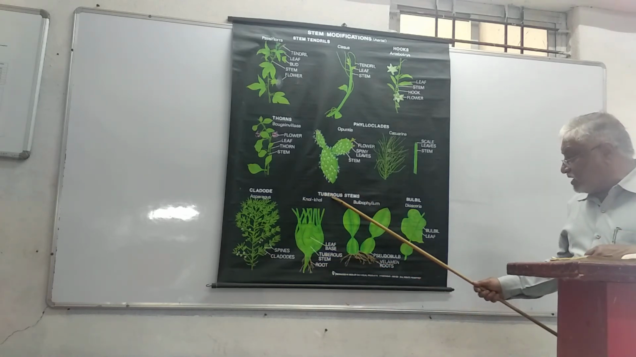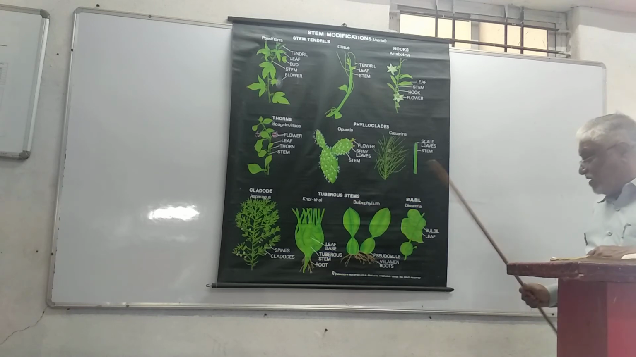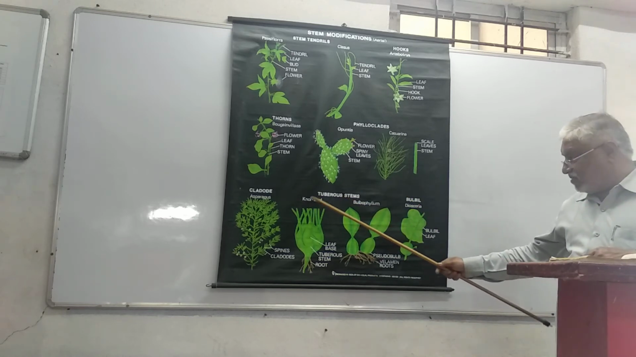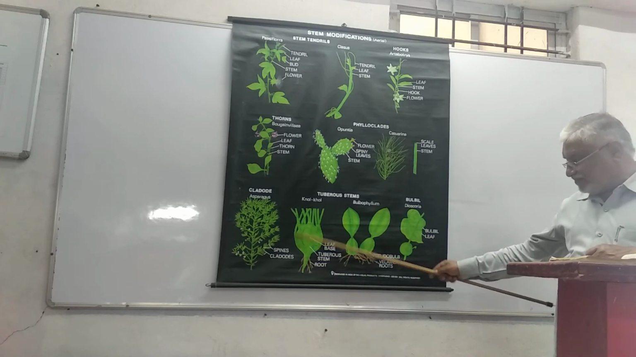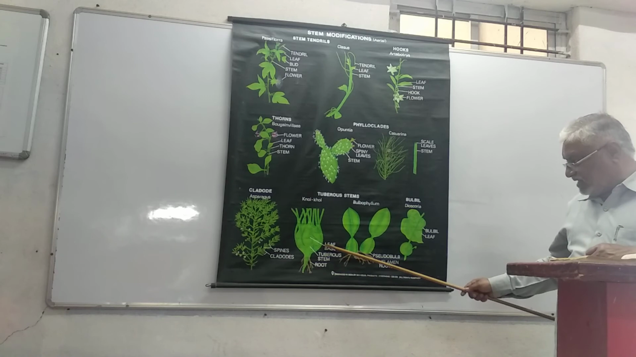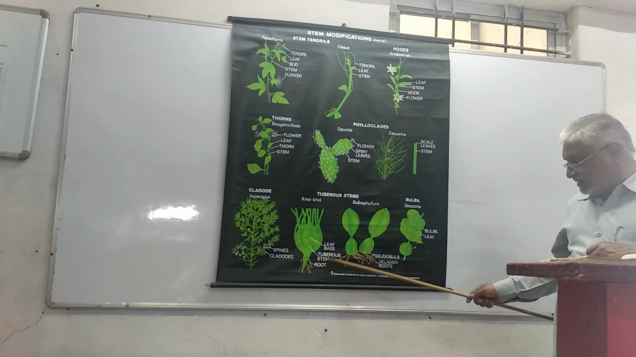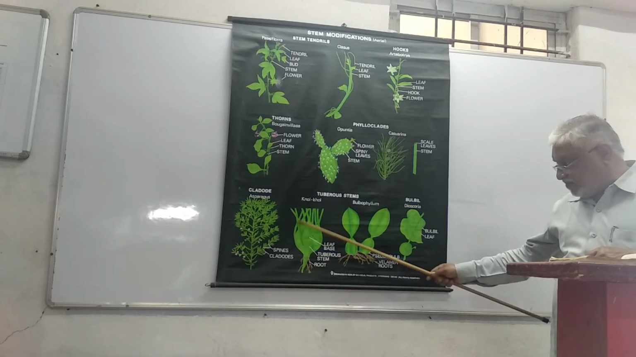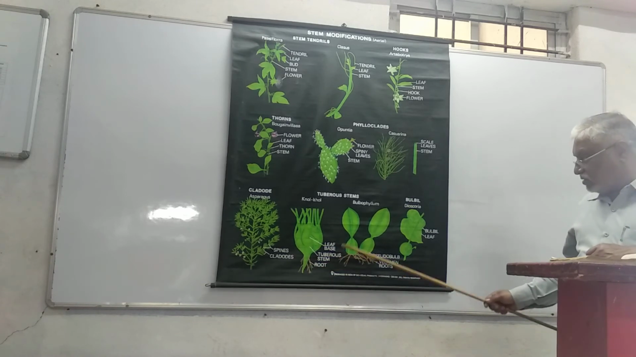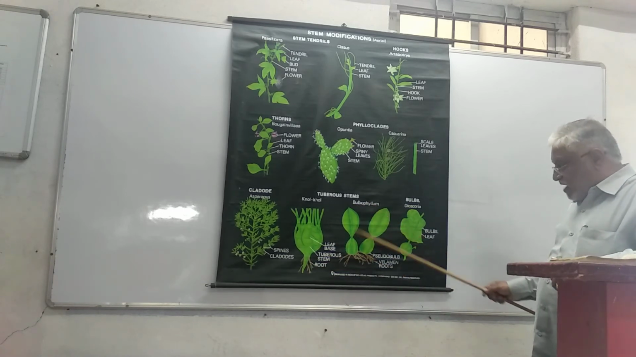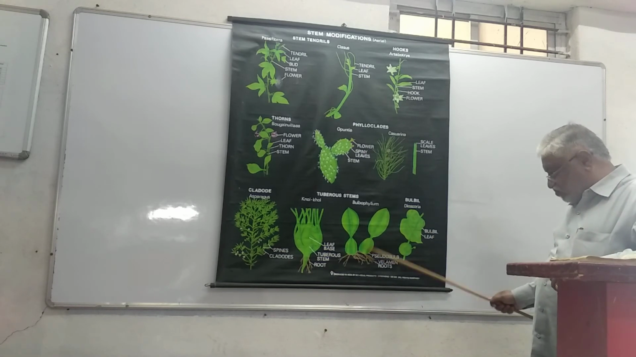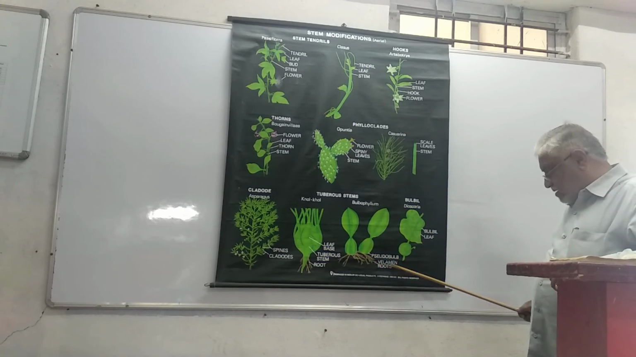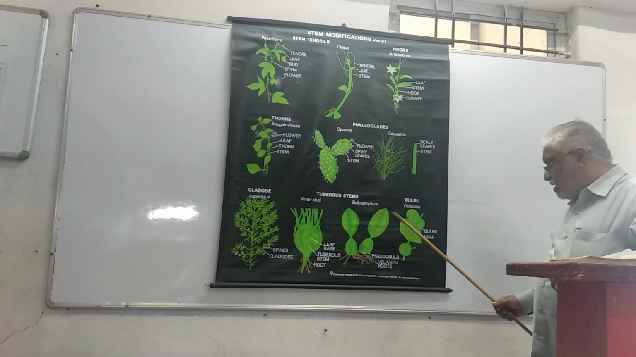The last one is tuberous stem, or it is known as bulbils. An example is Amorphophallus, which we use as a vegetable. These are the leaf bases. These are the tuberous stem. These are the roots. Or another is Bulbophyllum. This is an epiphytic plant. These are the shrubs and velamen roots.